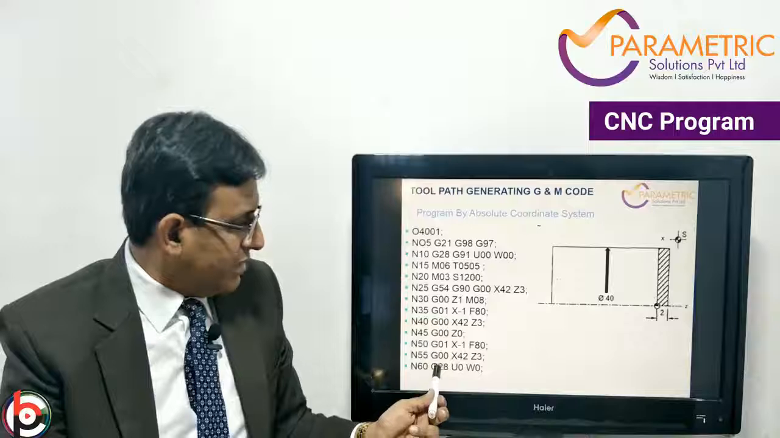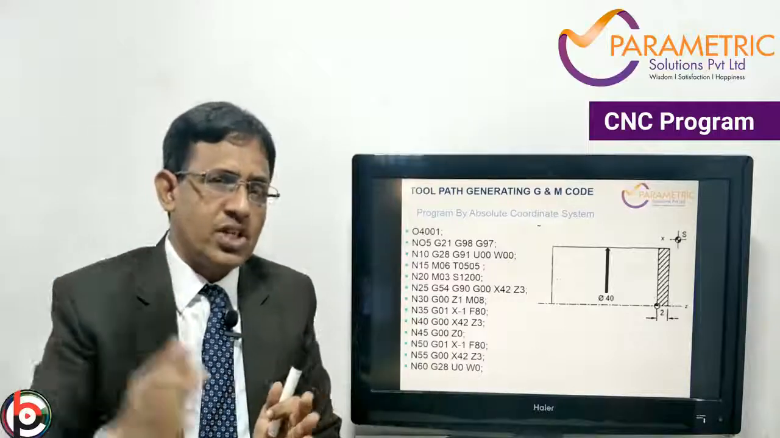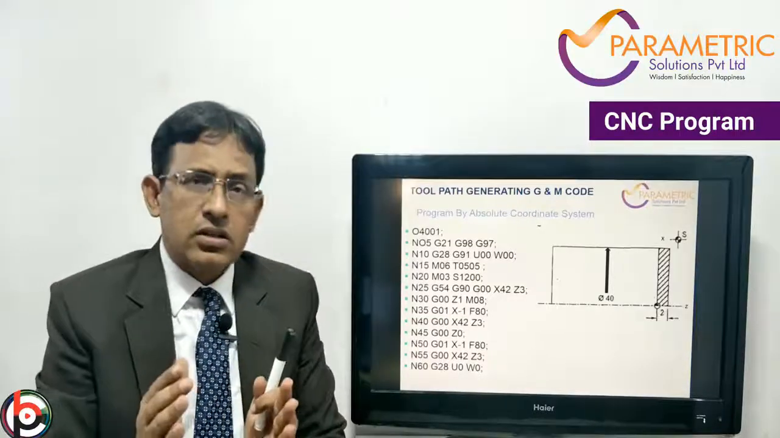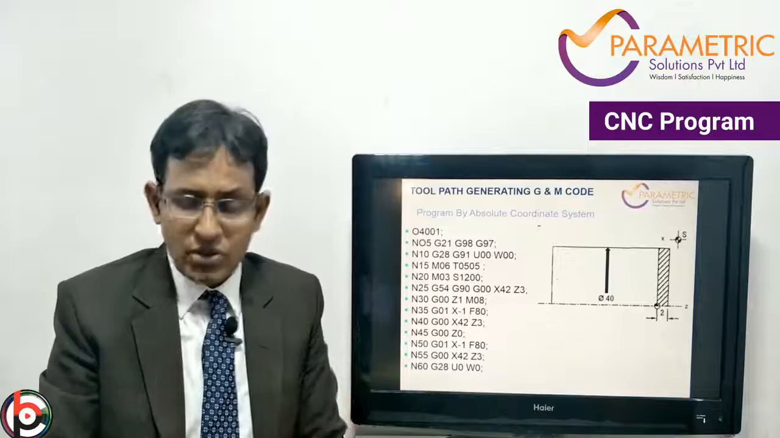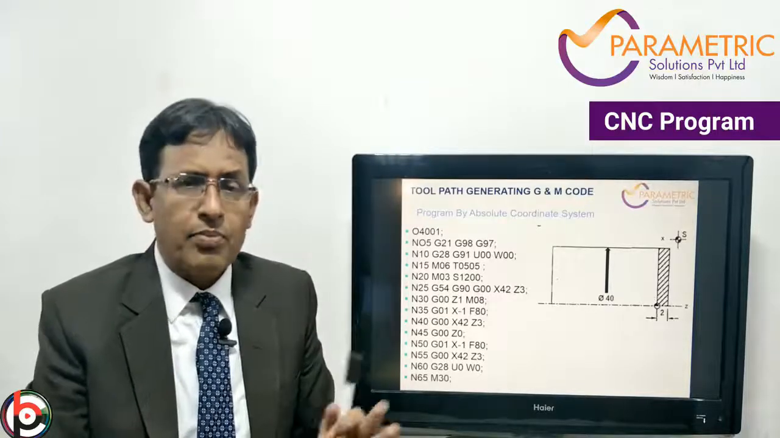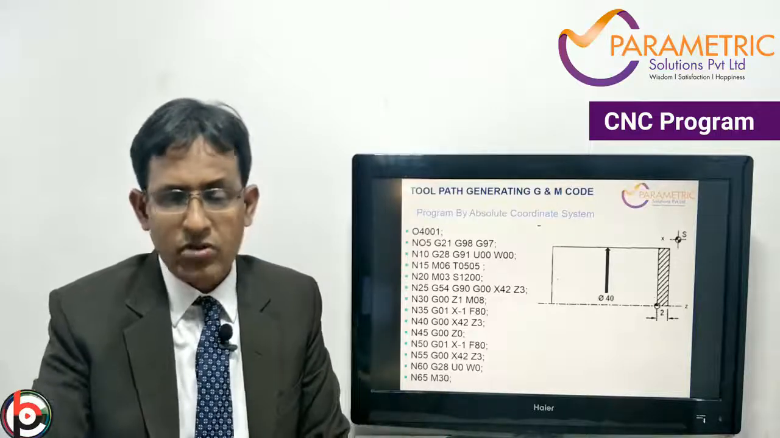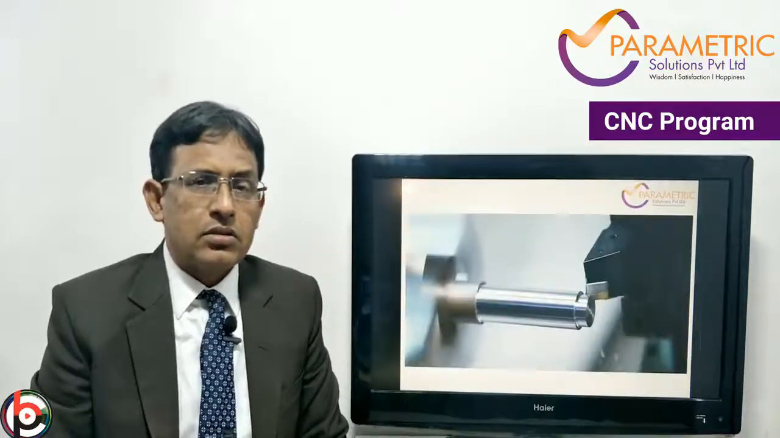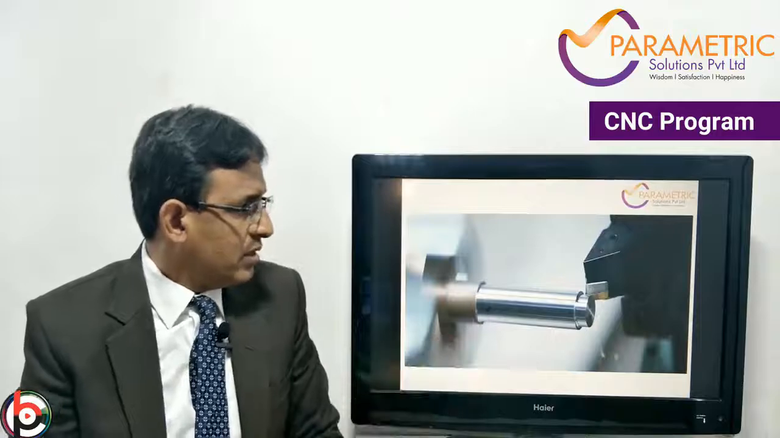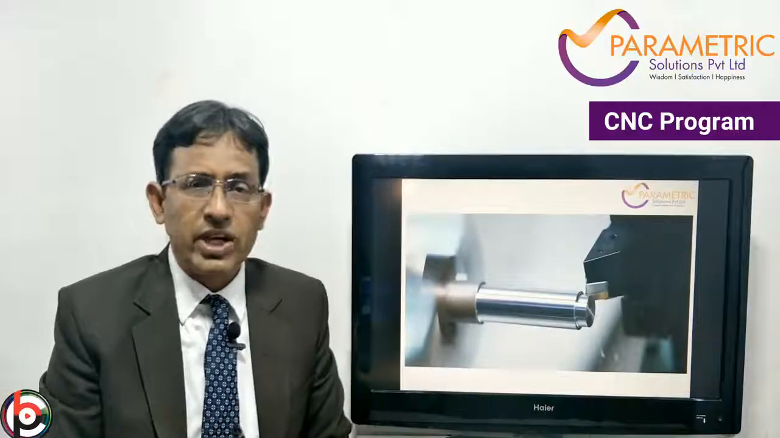Next, the tool again moves to the home position, that is G28 G91 U0 W0. The program stops with M30, program end over here. So this is the example of facing. The picture is shown over here.